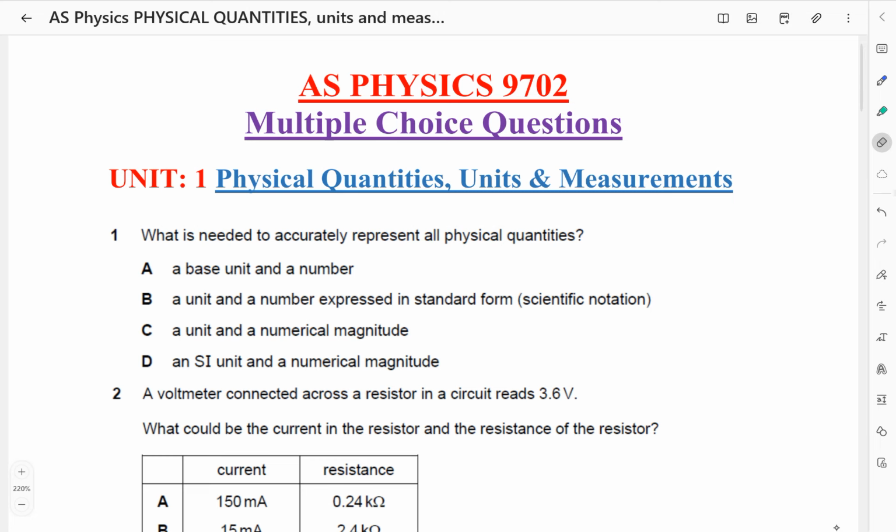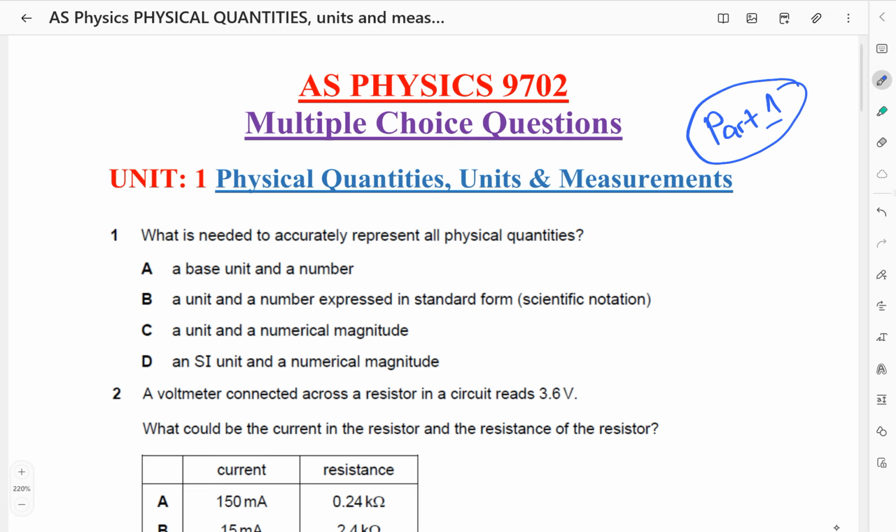Hello, today I've decided to solve multiple choice questions. Specifically, this is physical quantities, units and measurements. This is going to be part one of these videos. So this is part one of the solved past paper questions under physical quantities, units and measurement techniques.